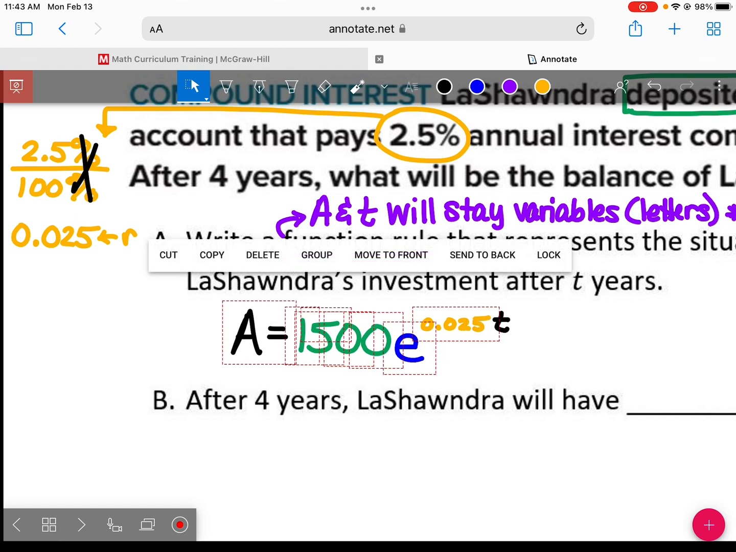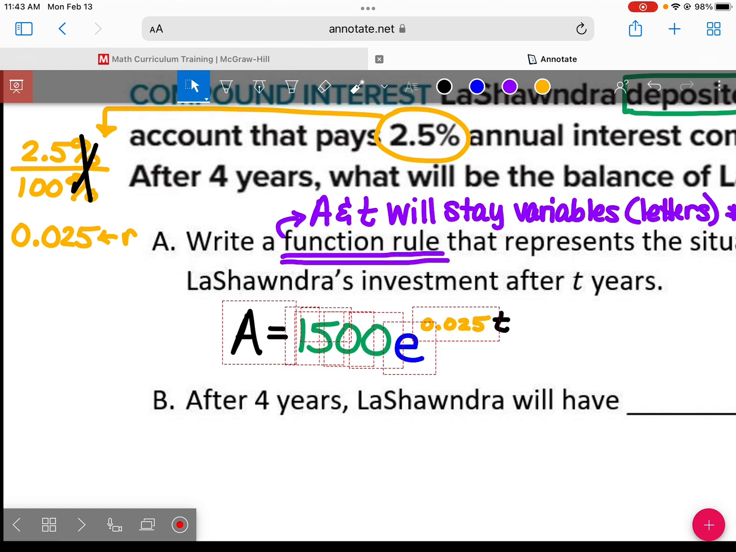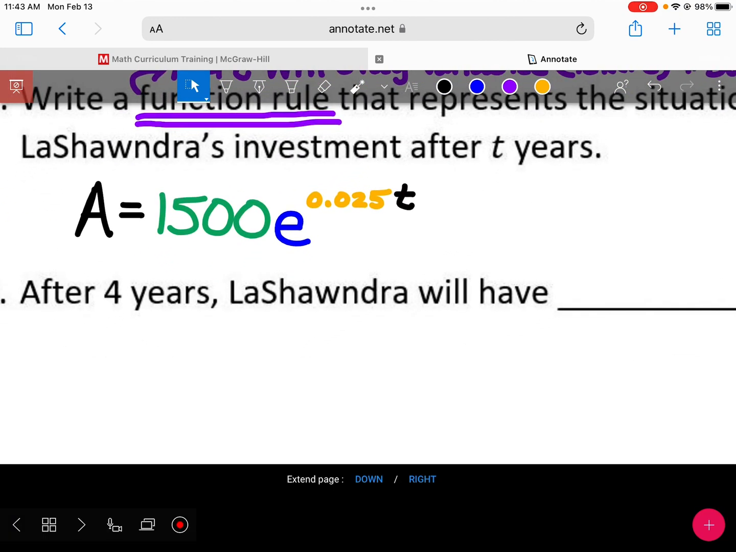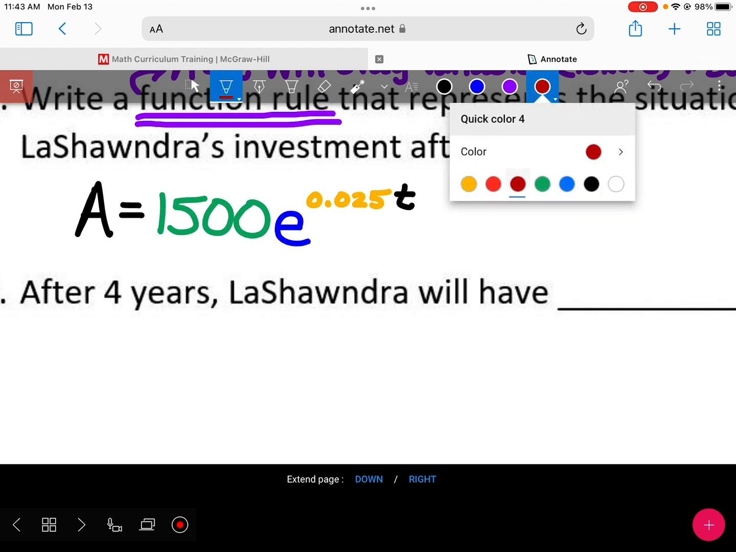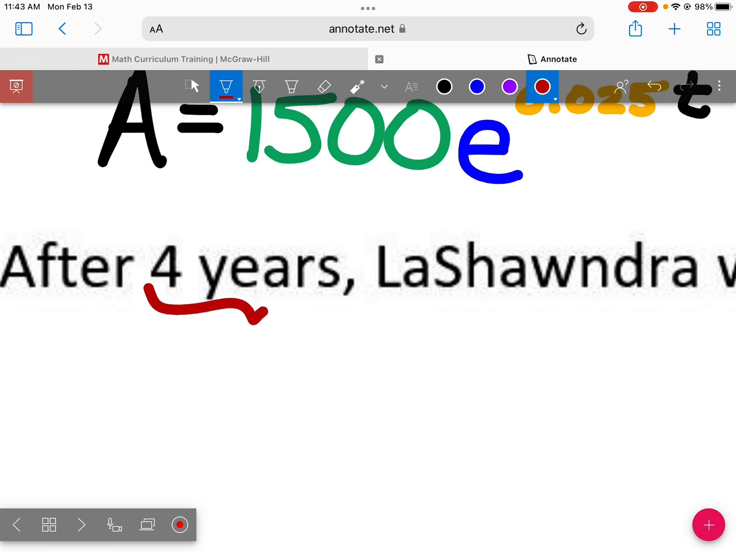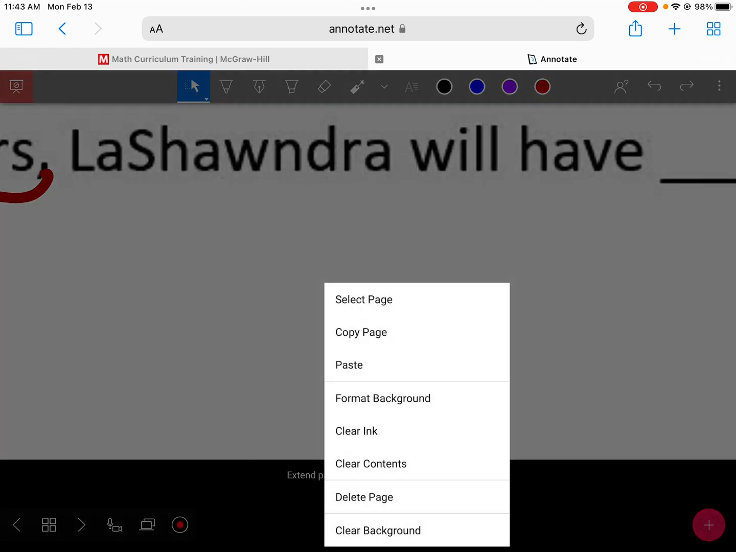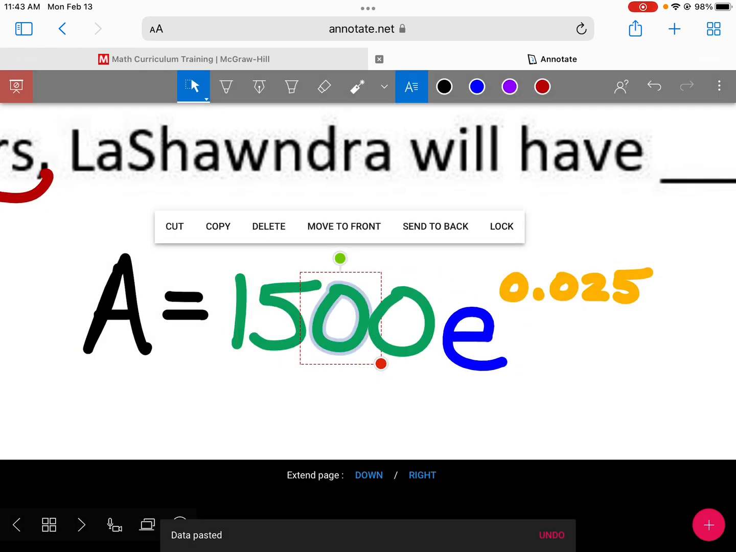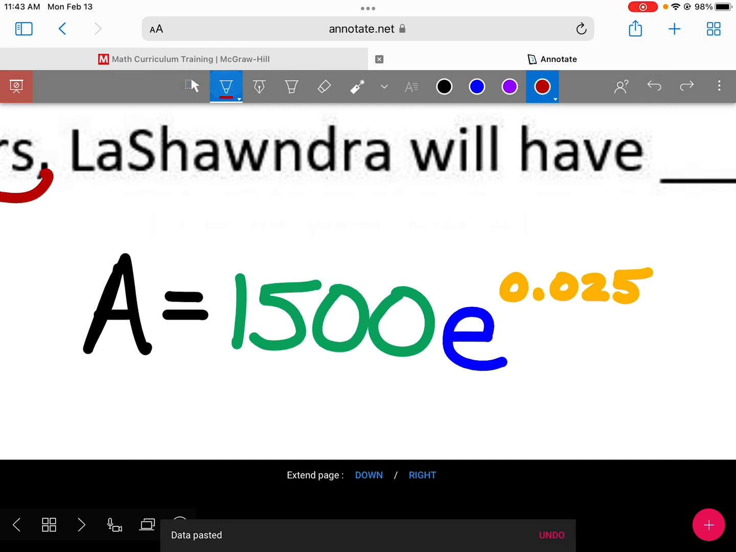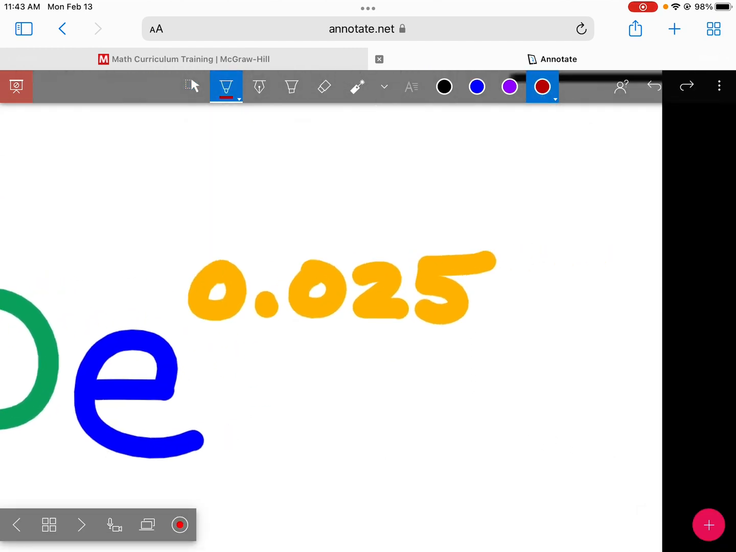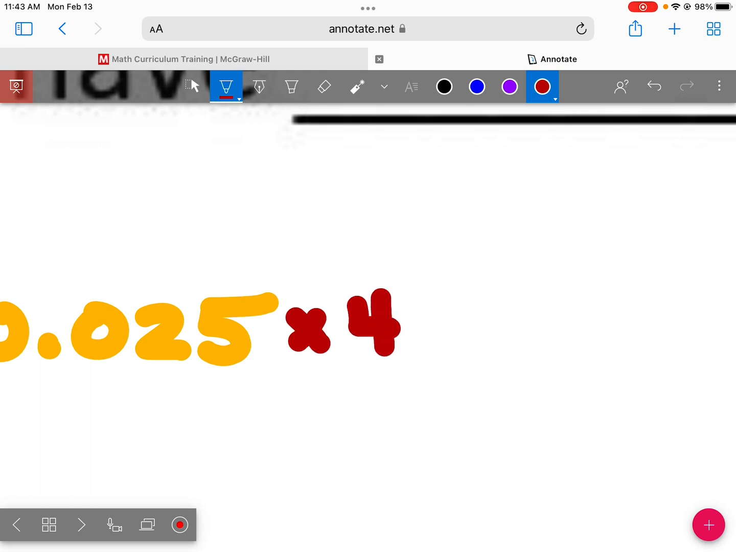Now, when I get down to part B, what do I do? Down in part B is where we substitute. What are we substituting in for T in part B? 4. So I use all the information that I had from part A, except up here with that 0.025, I'm going to multiply it by 4. Grab your calculators and evaluate this.